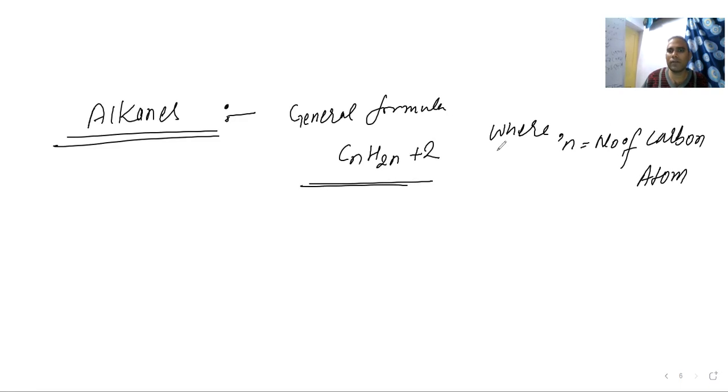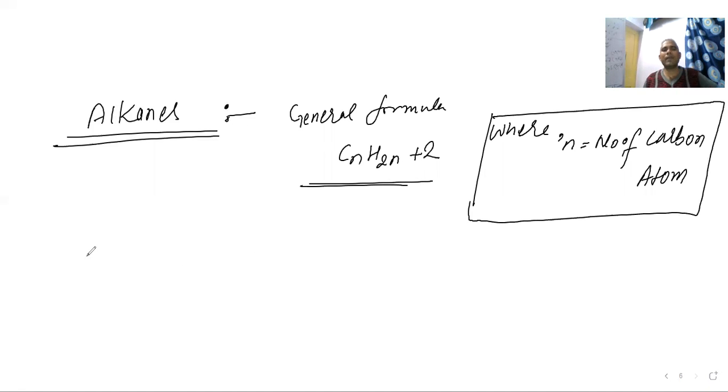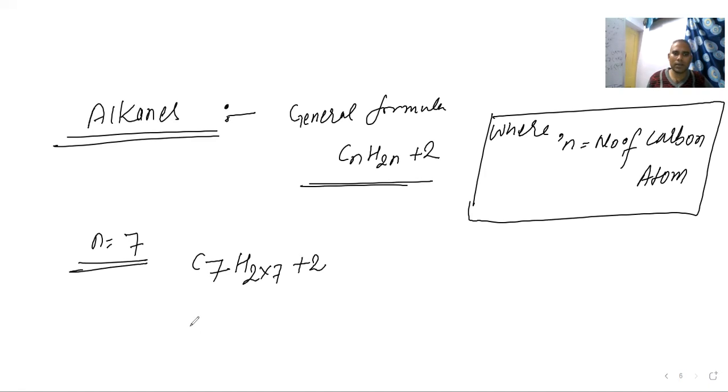This is the value of n. n is equal to the number of carbon atoms. Suppose I am writing n is equal to 7. Then it will be C7 H(2 into 7 plus 2), right? So 2 times 7 is 14, 14 plus 2. So that is C7 H how much? It will be 16. Getting this one? Yes, sir.